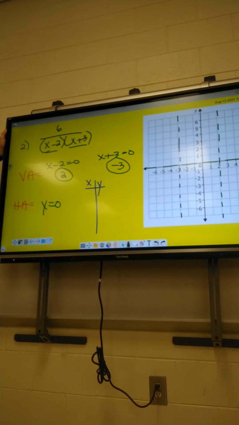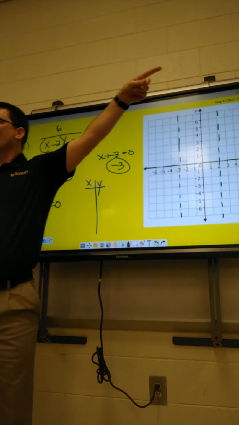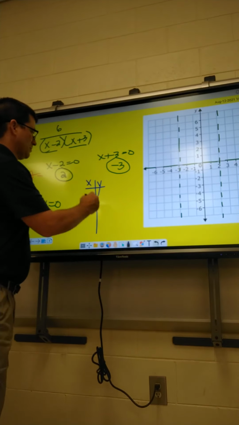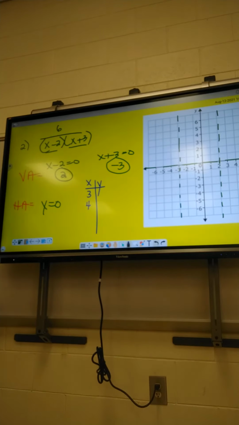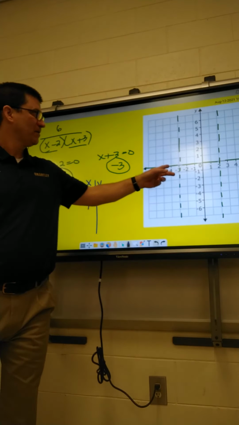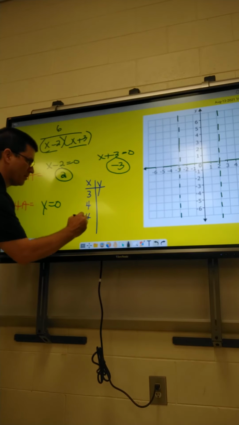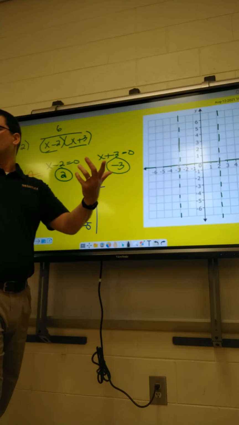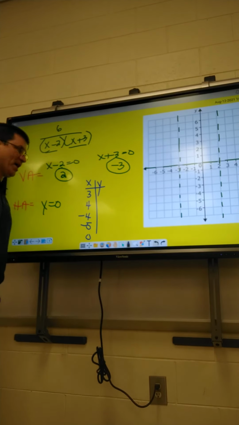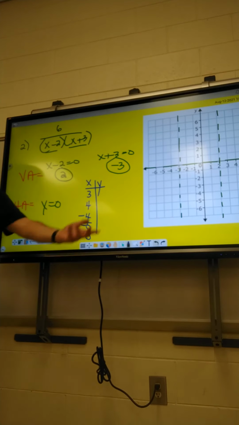All right, you guys know how we always plug in 4 numbers, right? This one we're going to have to plug in 5. But you still follow the same rules. 2 numbers on the right is 3 and 4. 2 numbers on the left is -4, -5. And then plug 1 number in the middle, right in the middle. So let's say 0. That's kind of in the middle, right? Let's plug in 0. You have to plug in an extra number on this one because it's got an extra spot.